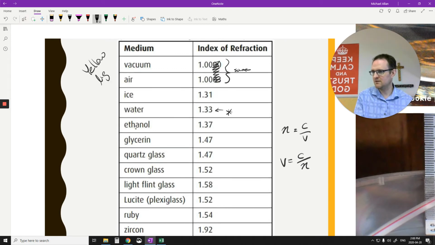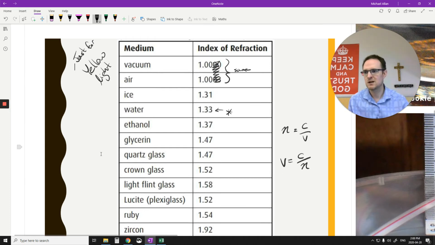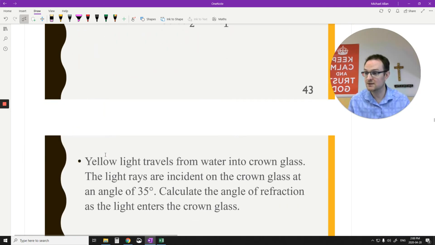That's what this table is all for, just for yellow light. I use yellow because it's relatively in the middle of the visible spectrum, but this is just for yellow light. If I use red, all these numbers would change. If I use violet, all these numbers would change. If it was radio waves or ultraviolet or gamma, all these numbers would change. This would be very specific to a yellow light, a very specific wavelength or frequency of light.